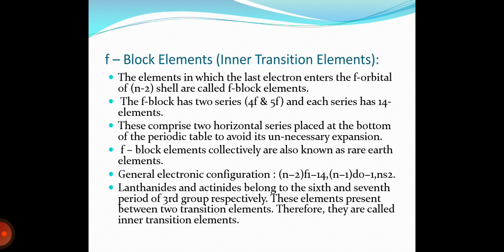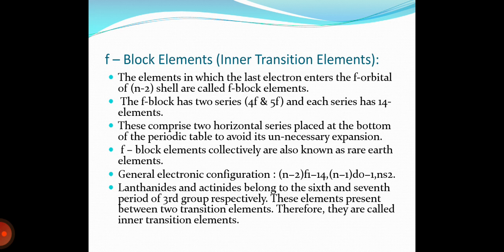F block elements. These elements are also called inner transition elements. The elements in which the last electron enters the f orbital of n-2 shell are called F block elements. The F block has two series, 4f and 5f. Each series has 14 elements. These comprise two horizontal series placed at the bottom of the periodic table to avoid an unnecessary expansion. F block elements collectively are also known as rare earth elements.